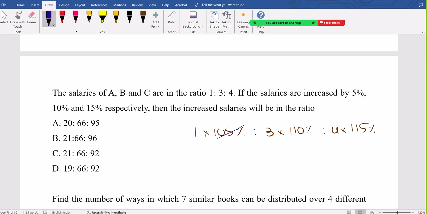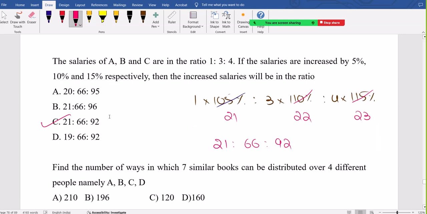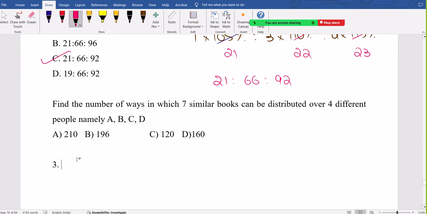This is 5 times 21, this is 22 times, this is 23 times. 23 into 4 is 92. So we got 21, 66, 92. Right? So that's option C. Ratios related quant question.